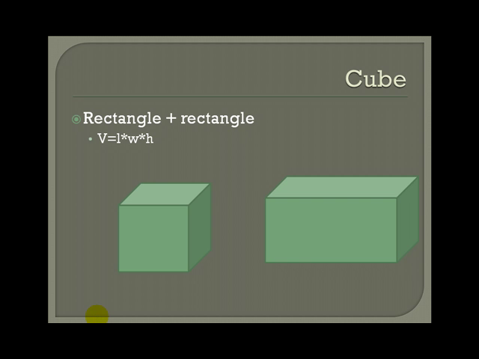Cubes are rectangles plus rectangles plus rectangles. So you got lots of rectangles. The volume here is length times width times height. Because I forgot to say that for here we've got a third dimension. So we have the x dimension, the y dimension, and now we've got the z dimension coming right back out at you. Length times width times height.